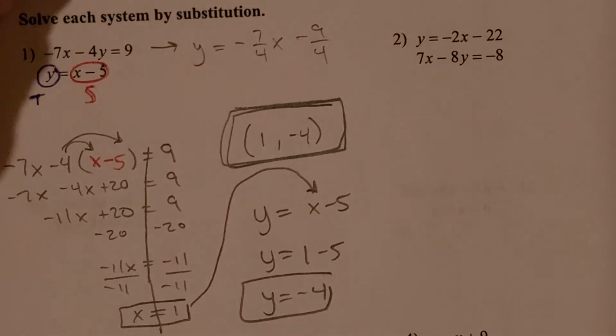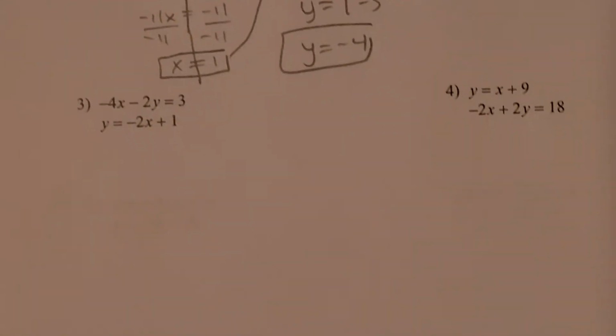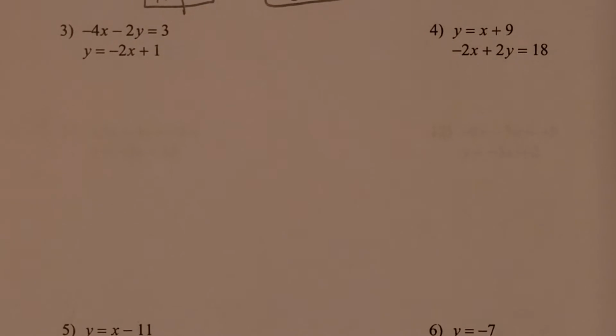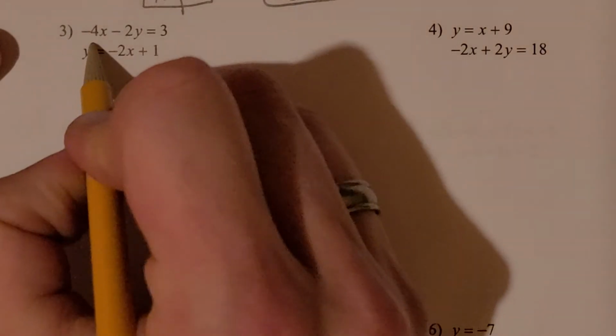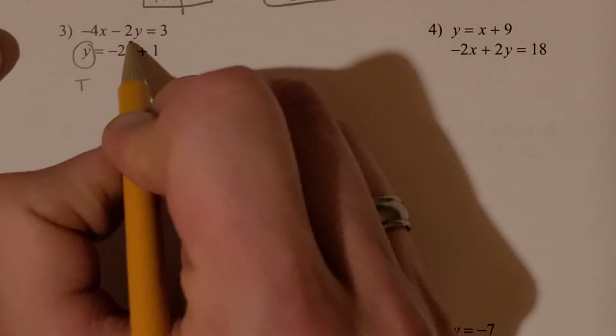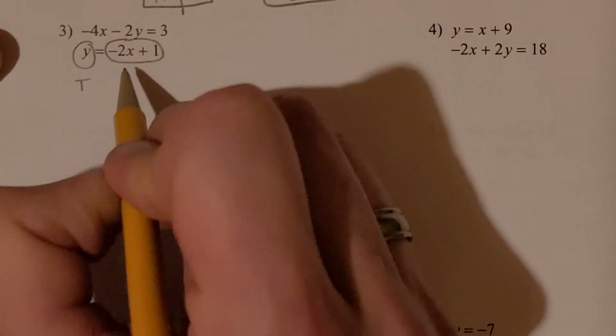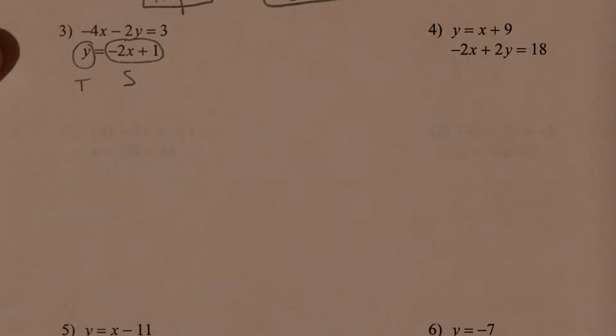All right, so let's take these steps and let's look at number 3. Remember, I'm just doing the odds. Step 1, find your teacher slash sub. And please write those down. Go back to that part in the video, pause it, write those down. Hey, look, I've got a y by itself. That's my teacher. Everything on the other side is my sub. Notice I circle and I write a little t and s. You don't have to. It just helps me.